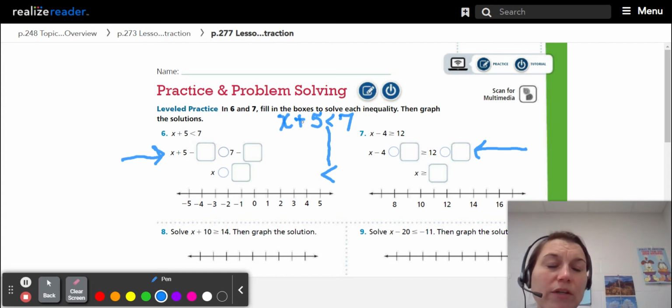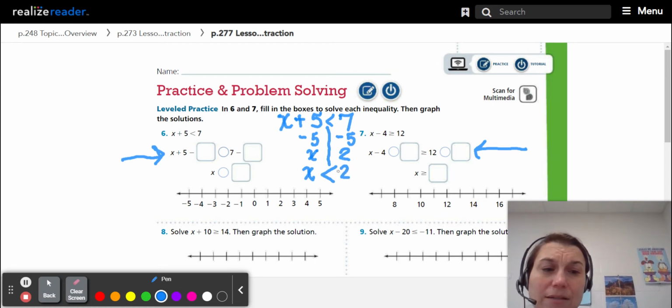So remember, to solve, we always do the opposite. So the opposite of add 5 is subtract 5. So I subtract 5 from both sides, just like I would an equation. And then I get 2. And over here would be x. So that means I think x is less than 2.